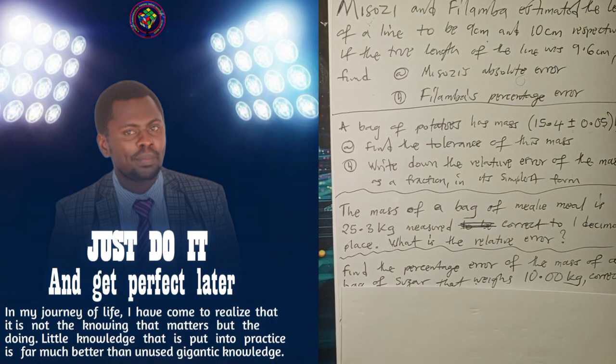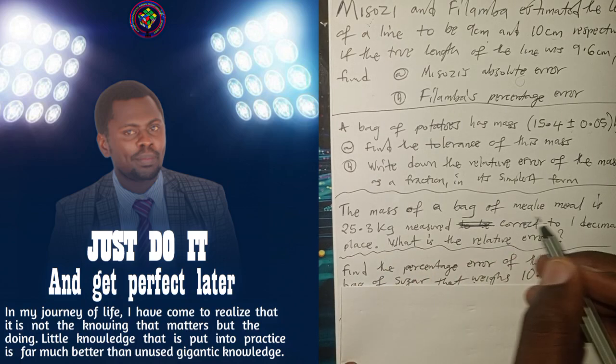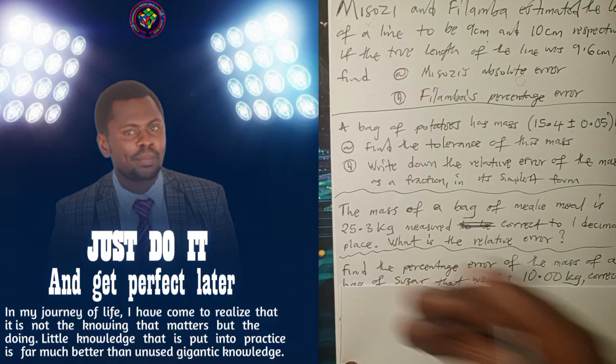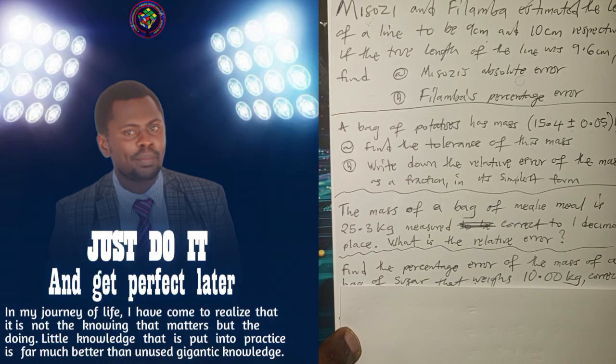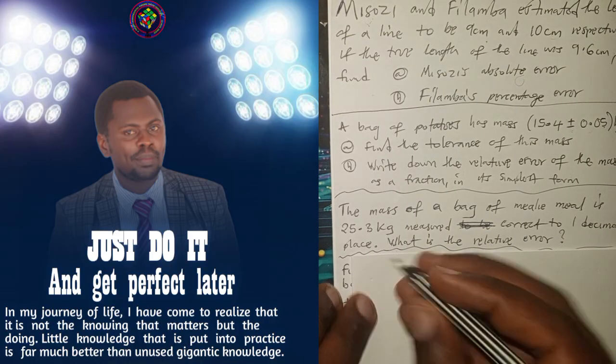Question 3. The mass of a bag of mealie meal is 25.3 kg, measured correct to 1 decimal place. What is the relative error? So we cannot go straight to relative error if we don't have absolute error. So first thing is to find the absolute error.